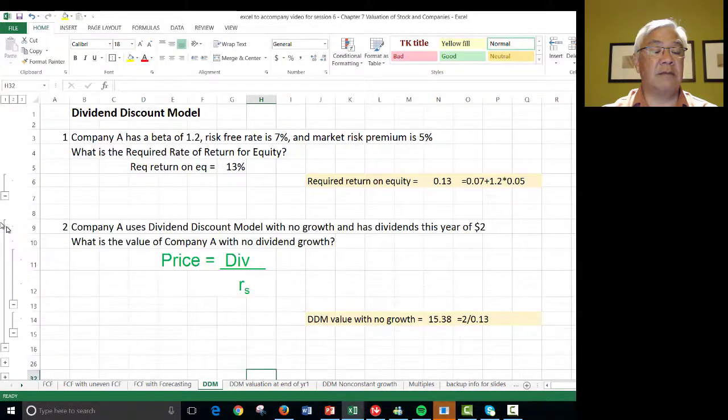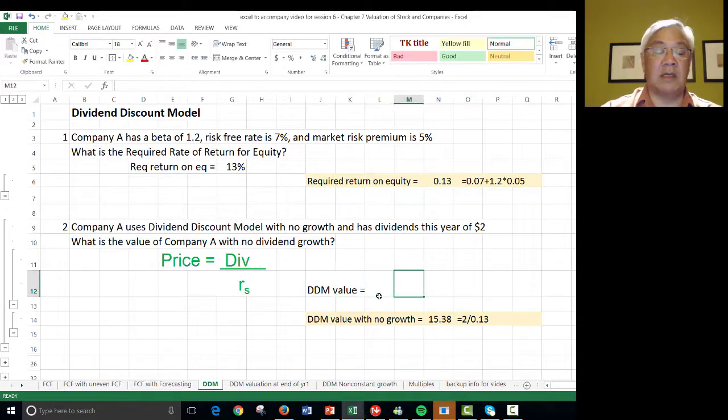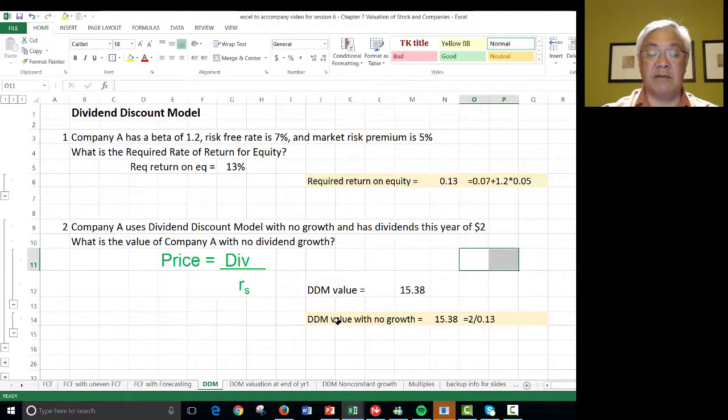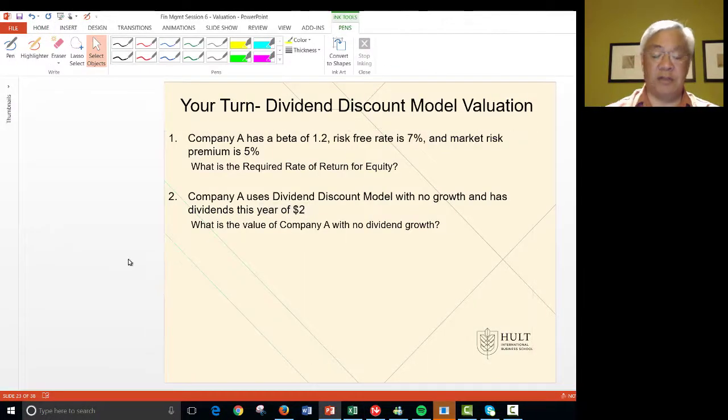So let's go to the second one. And we could see that dividend discount model value equals the dividend of 2 divided by 0.13. So it's $15.4. And again, it's here for easier reference in the future. All right, so that's number 2. We got DDM using zero growth.